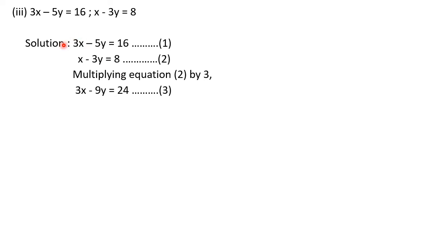Now observe equation 1 and 3. The coefficients of x are equal, 3 and 3. Then observe the sign. Sign is also equal or same, positive it is. So addition will not help us here. We have to go for subtraction. Always keep in mind when the signs are opposite, go for addition. When the signs are same, go for subtraction. Okay. So now let's subtract.